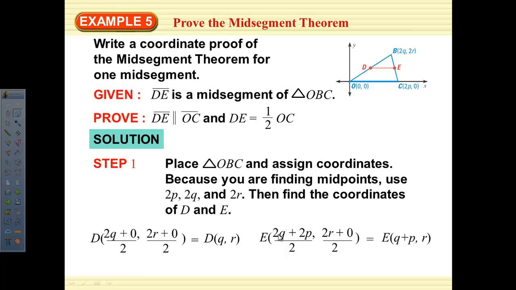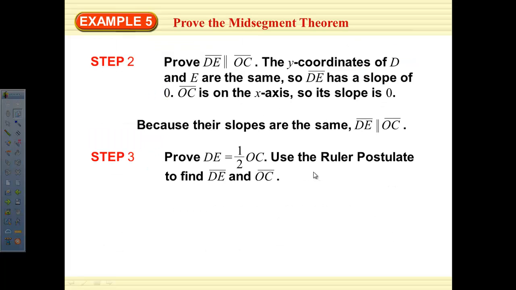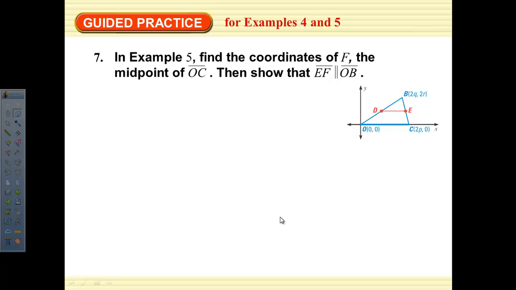So the distance from D to E is P, the distance from O to C is 2P, so we know in that case that DE is equal to 1/2 OC. Again, Q plus P minus Q is P, OC is 2P minus 0, 2P, and so we know DE is 1/2 the length of OC. We've proven the mid-segment theorem.